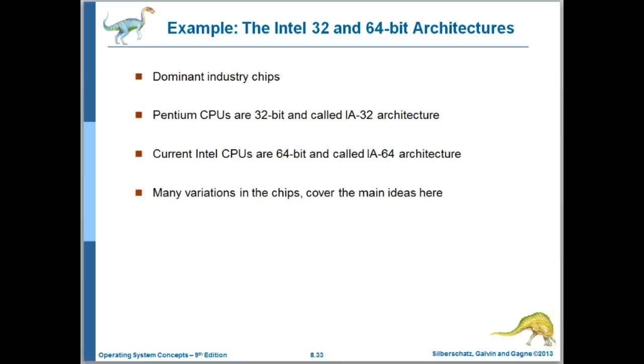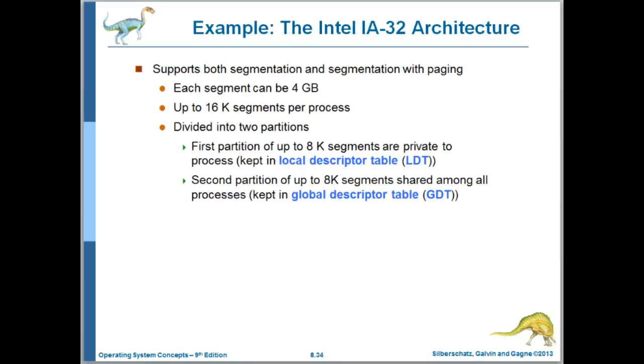As an example, I'll talk about 32-bit and 64-bit addressing in x86. It's not uncommon for segmentation and paging to be combined in a way where logical addresses are to segments, and then the segments are broken into pages. So that's what we'll discuss first for 32-bit addressing in x86.